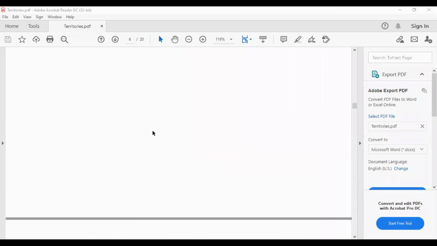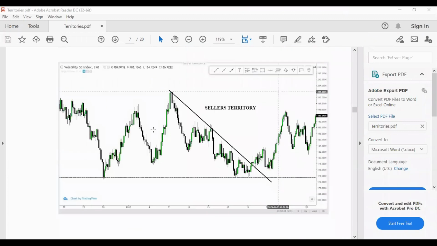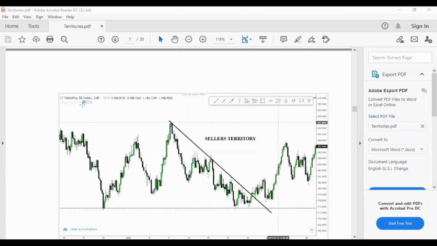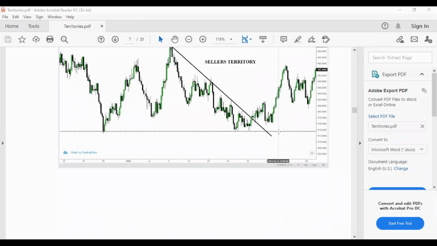So there is also this other example of Volatility 50. This is H4 as well. You can clearly see here the reason why I've established that this is a seller's territory: price is creating lower highs and lower lows. Lower highs, lower lows. So we've established, first things first, that price is in a downtrend from our bigger time frame.